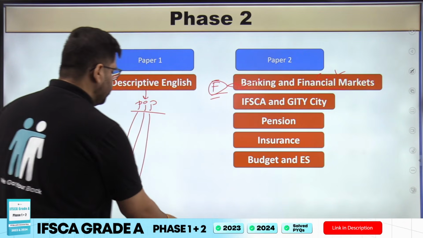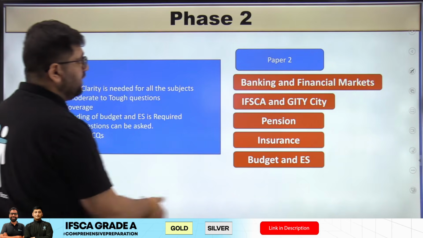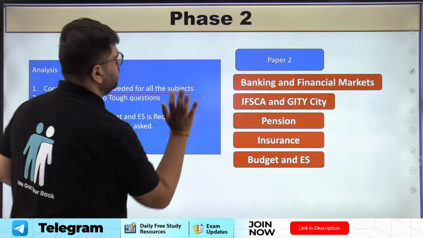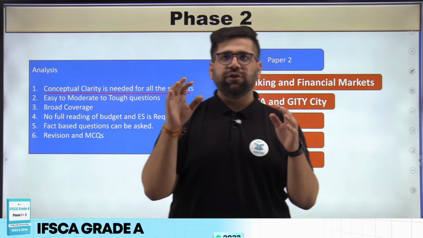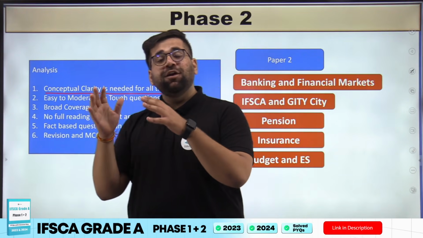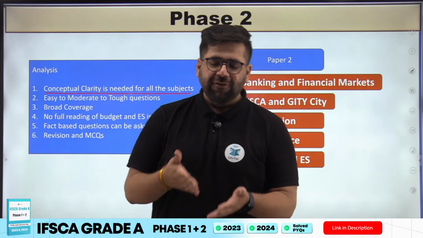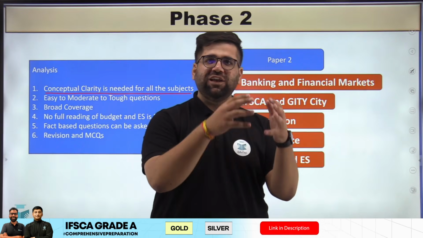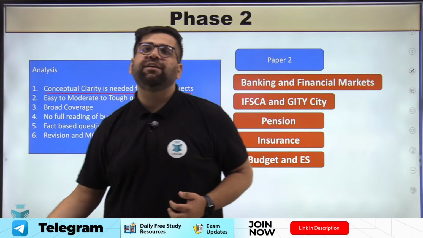But if you see the overall analysis of all the different paper 2 components, again conceptual clarity is needed for all the subjects, whether it's pension or insurance. You see the questions which they have asked. They are asking what is the maximum amount of pension which a person can get under APY. So this is a very halwa kind of question, right? 5,000 is directly the answer. So once you see any halwa kind of question or very easy question, you have to save your time in those questions and invest your time in tough questions.